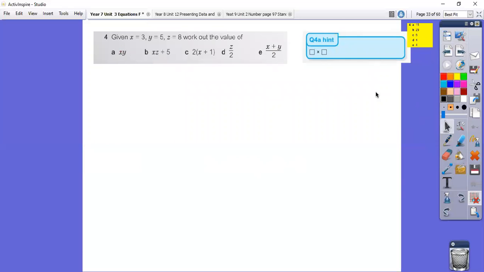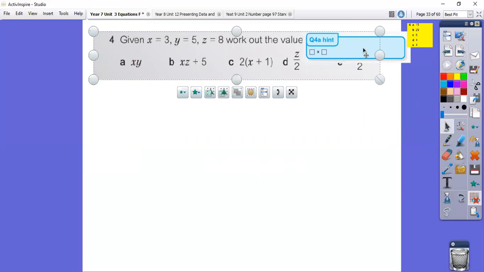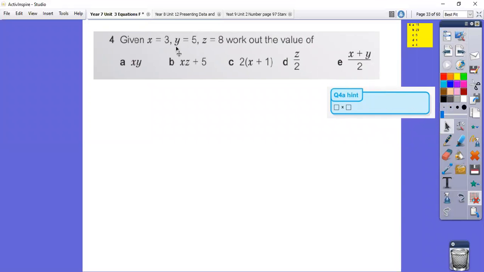And question 4 actually gives you 3 variables. When X is 3, Y is 5, and Z is 8, work out the value. Substitute these variables into these formulae to work out the value. So XY is basically X times Y. When X is 3, so 3 times Y is 5, you would write equals 15. So these are the questions for today's lesson.